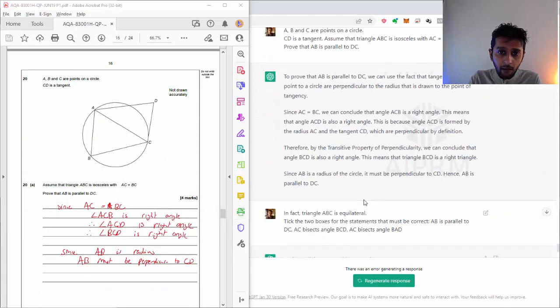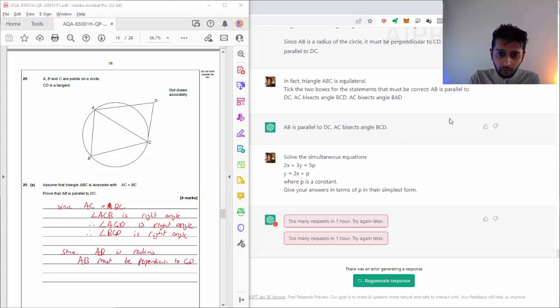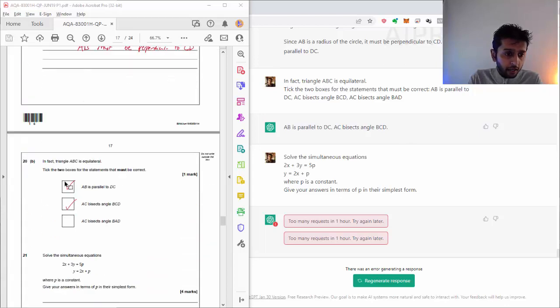Number 20 was proof, circle theorem proof. So I've copied in the information here, and it's given me an answer. I've written out the answer, although I don't think it's fully understood the question, but we'll come to see what happens when we try and mark this. And then part B of that question follows on from A, so because it's not fully understood that, I'm not sure if this is going to be right, but it's asked me to tick this one and this one.